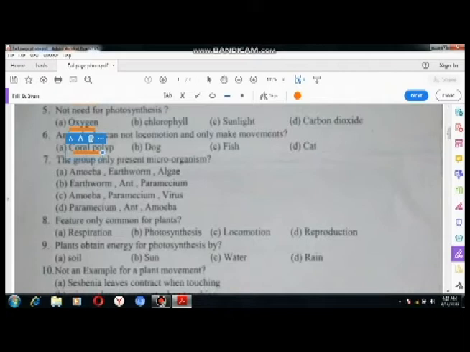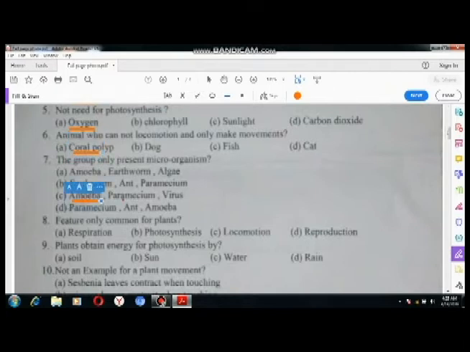Okay, who are the microorganisms? The organisms that cannot be observed with our naked eye are called microorganisms. Amoeba, paramecium, virus are the examples for microorganisms. So answer C.